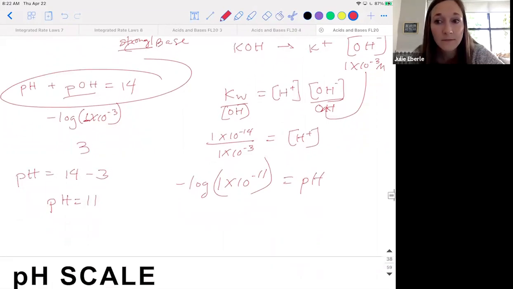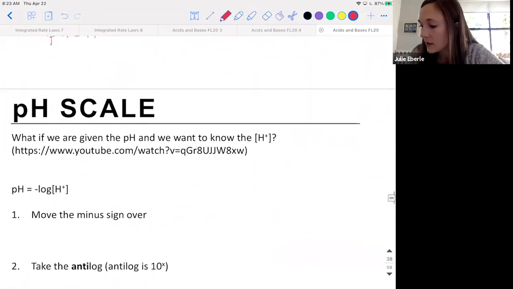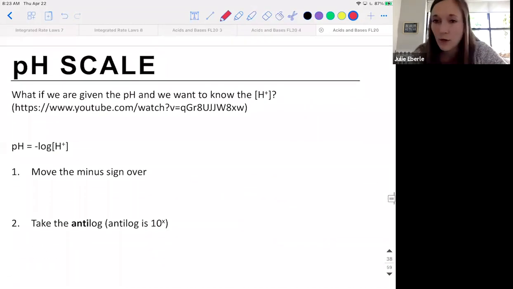Questions so far? All right, now there's one other thing I want to teach with the pH scale, and then we're going to move on to buffers. If you are given the pH, like your pH is 5 or 5.5 or 3.2, and I want to know what the concentration of H plus is. Sometimes when you're examining things within the body, levels of H plus need to be calculated from a pH. So how do we do that?